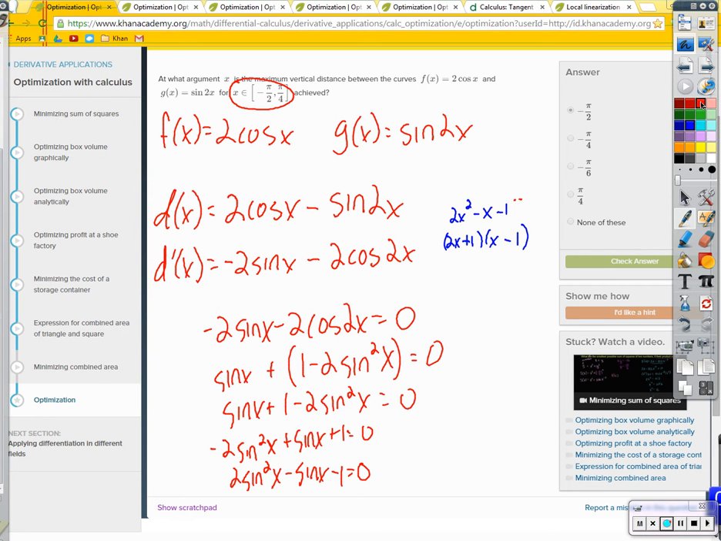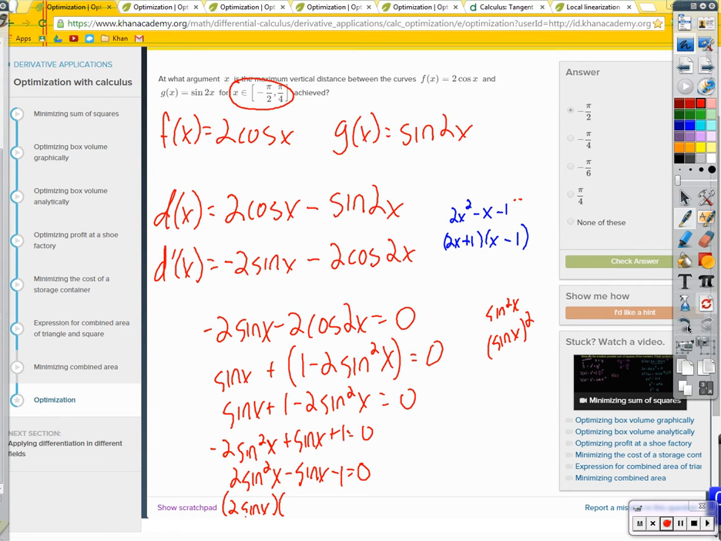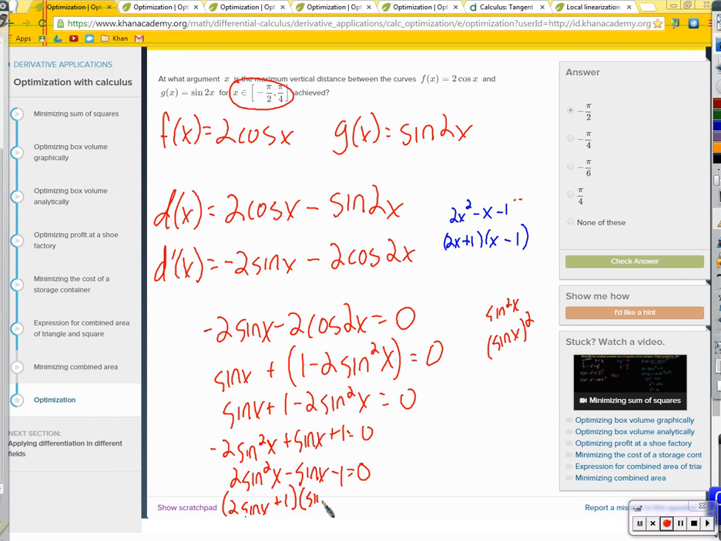Well, this isn't x, it's sine squared x, right? Remember that sine squared x is the same thing as sine x squared. So it's 2 times a thing squared minus that same thing to the first power, minus 1, the same as this quadratic. So we can factor this as 2 times the sine of x plus 1, times sine of x minus 1 equals 0. There's two places. Not surprising, right? Remember that graph looked like it had a zero slope in two different places.